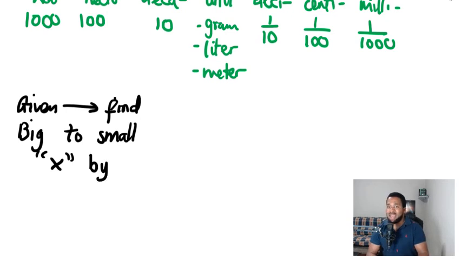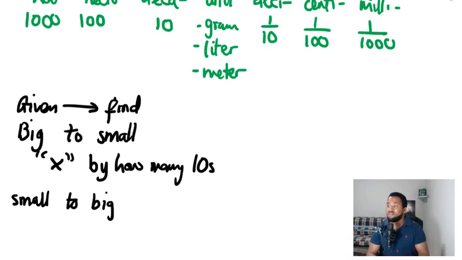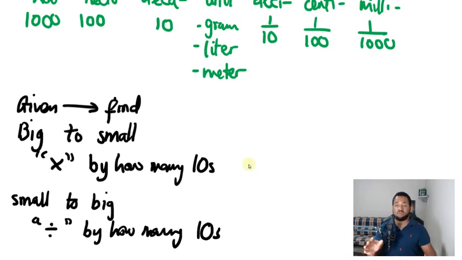By how many tens? By how many tens are we talking about? And on the other hand, if you're given a smaller prefix to a bigger prefix, we are going to be dividing in terms of our operation by how many tens. And so this is going to be applicable when we first state how we are relating one specific prefix to another based on our unit.